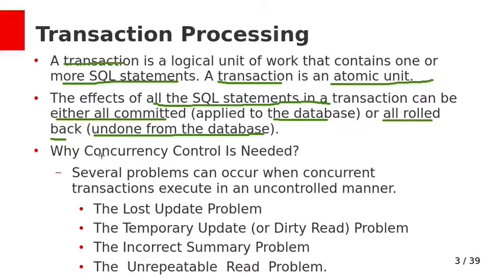We already said that concurrency is a must for large database systems, but several problems can occur when concurrent transactions execute in an uncontrolled manner. If you do not use concurrency in a proper manner, you might get lots of problems within the database. Some of the problems are the last update problem, the temporary update or dirty read problem, the incorrect summary problem, and the unrepeatable read problem.